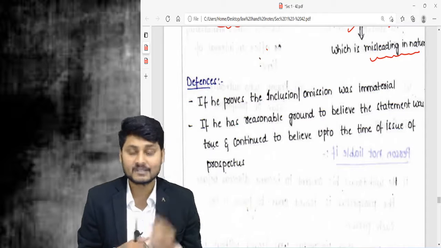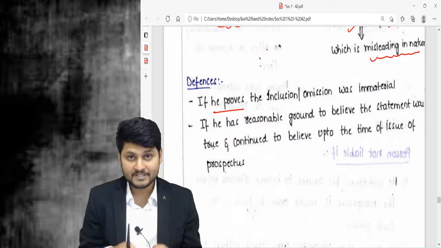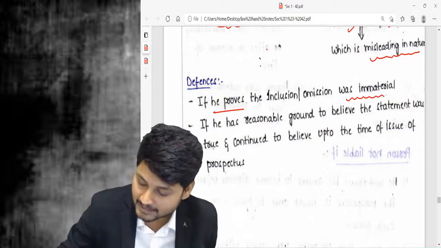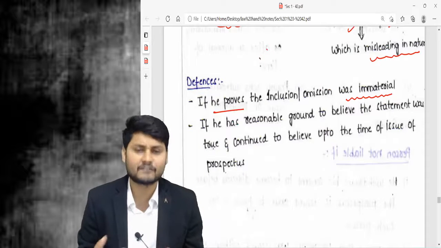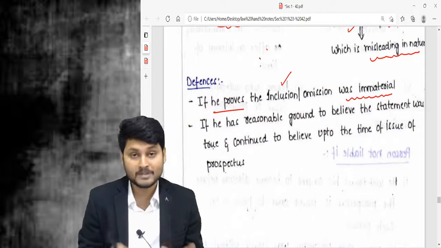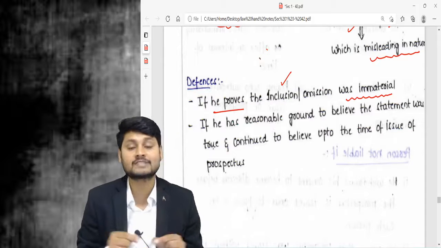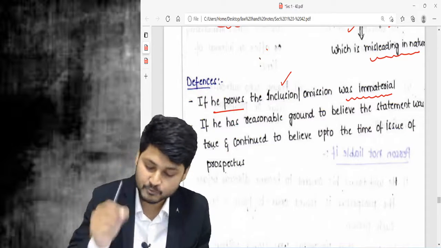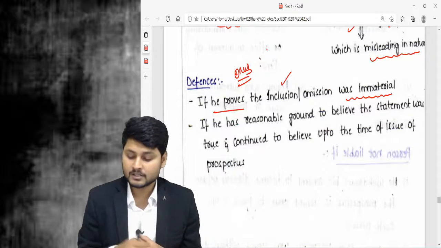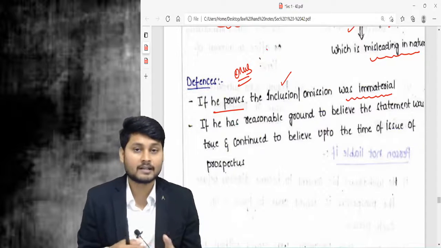Point number 1, the first defense: he has to prove that the inclusion of any statement or omission of any matter was immaterial. What is immaterial? It is insignificant. Though the inclusion of a statement may be wrong, or the omission of a matter may be misleading in nature, it is not so significant. He has to prove that. The onus to prove this will be on whom? It will be on those persons on whom this 447 is applicable or imposed.